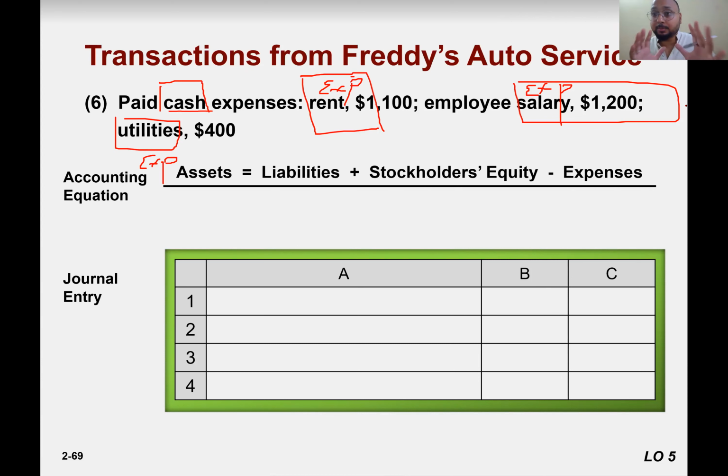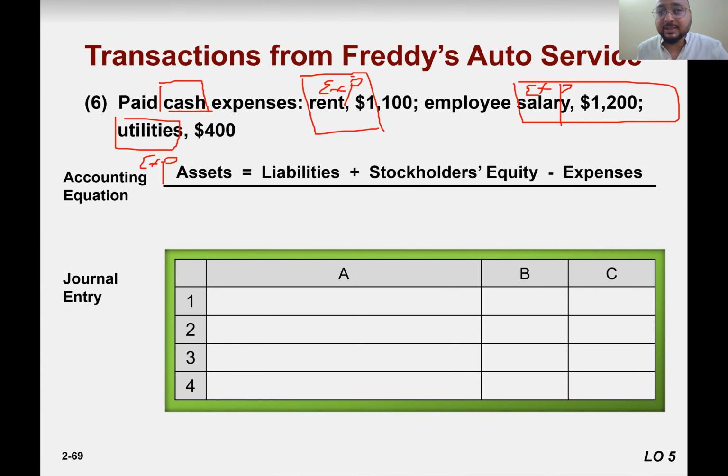Guys, I need your participation. This is a very important concept. If you do not understand this lecture, the next lecture is going to be out of your mind. If you do not understand, you won't understand the next lecture. So I need your 100% attention here.